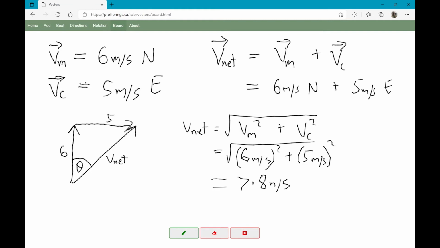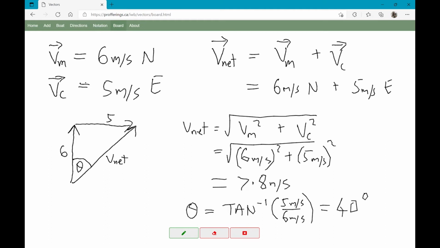To get the direction, I need to use some trigonometry. The current speed is the side opposite the angle. The motor speed is the side adjacent. Opposite over adjacent is tangent. So that angle is going to be the inverse tangent. And I'm running out of space here, so I'm going to just shorten my explanation. The inverse tangent of the current over the motor, so the inverse tangent of 5 meters per second over 6 meters per second, and to the nearest degree, that is 40 degrees.